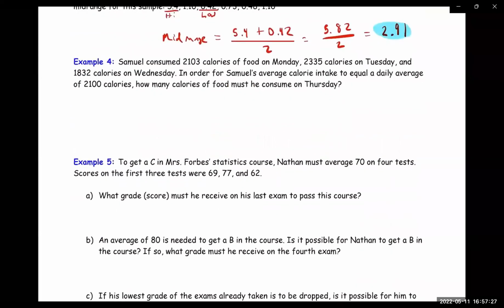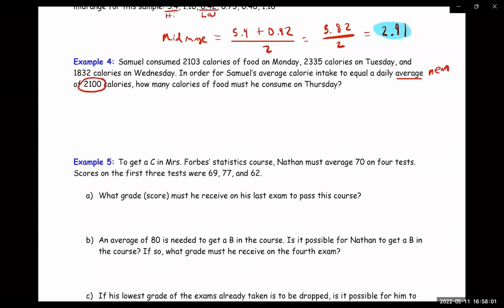All right, let's look at number 4. Samuel consumed 2,103 calories of food on Monday, 2,335 calories on Tuesday, and 1,832 calories on Wednesday. In order for Samuel's average calorie intake to equal a daily average of 2,100 calories, how many calories of food must he consume on Thursday? All right, so they tell you the average, the mean, right? And average is kind of another word for mean.